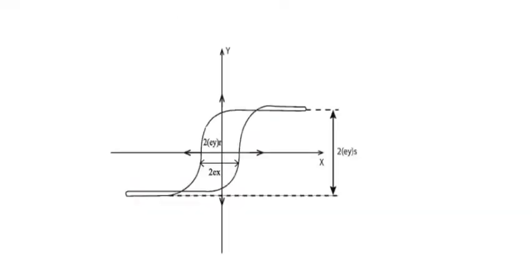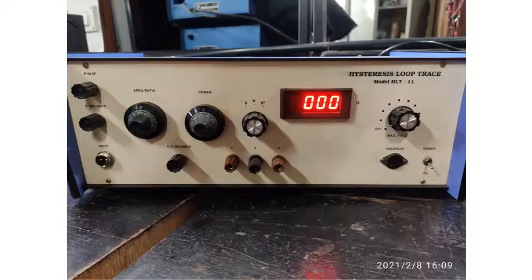So in the actual experimental setup, we will get coercivity, saturation magnetization and retentivity from this experiment. In the actual experiment we will get a loop something like this. So 2 EYs is the distance between the peak to peak, and 2 EYR is this width, and 2 EX is the width of this loop. Then this is your actual instrument's photograph.